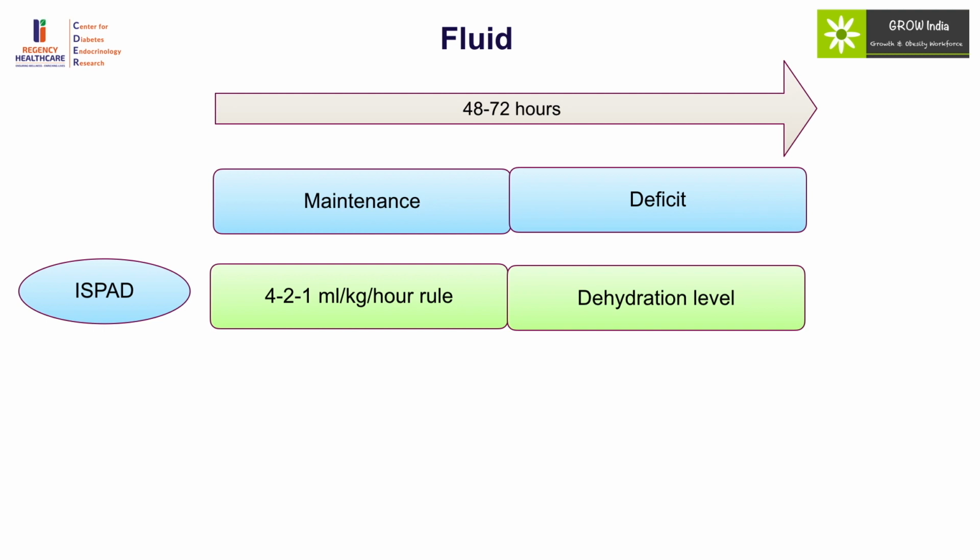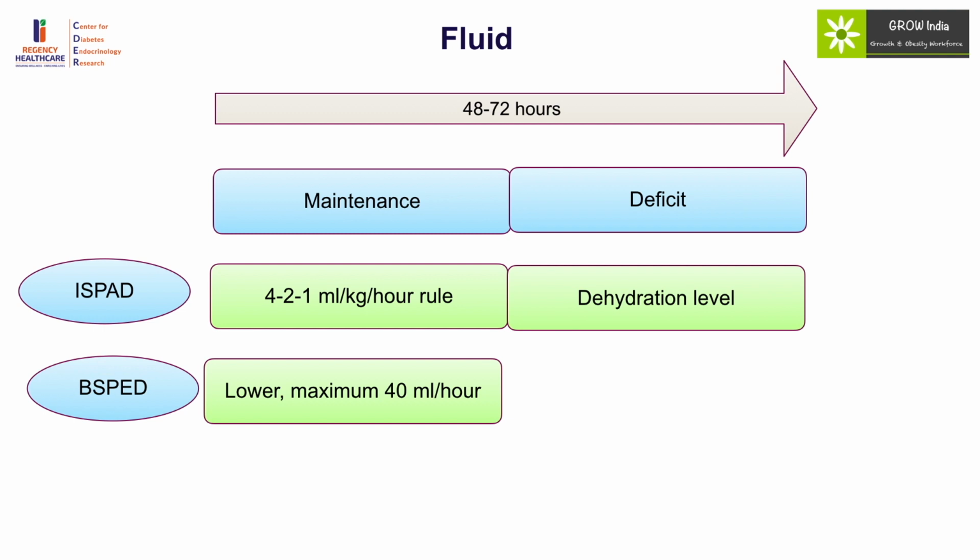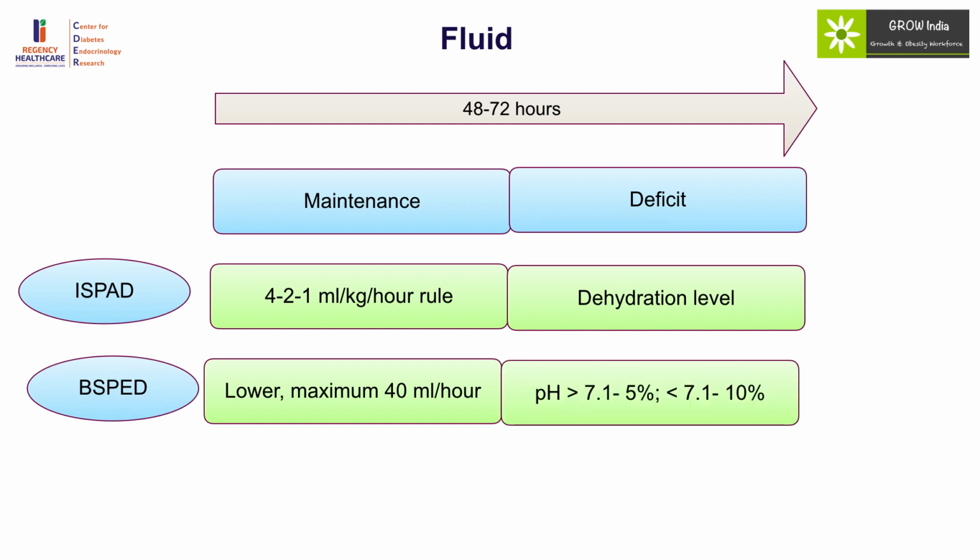There have been concerns that giving too much fluid may be harmful, so therefore the British Society of Pediatric Endocrinology and Diabetes has talked about even lower use of maintenance fluids with a maximum of 40 ml per hour, which is substantially lower than that used in the setting of ISPAD protocols. And they have really emphasized the use of pH as a surrogate marker of dehydration, with pH less than 7.1 being considered a marker of 10% and more than 7.1 as 5% dehydration. This is because there is an increasing thought that the clinical assessment of dehydration in DKA is not easy.